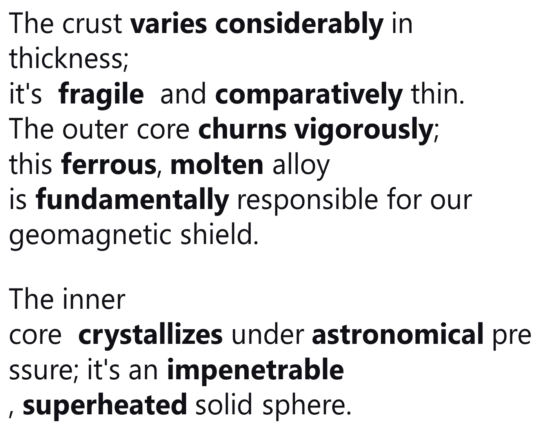Now, let's employ powerful verbs and vivid adjectives. We won't just say is, we'll say what it does and how it exists. The crust varies considerably in thickness. It's fragile and comparatively thin. The outer core churns vigorously. This ferrous, molten alloy is fundamentally responsible for our geomagnetic shield. The inner core crystallizes under astronomical pressure. It's an impenetrable, superheated solid sphere.